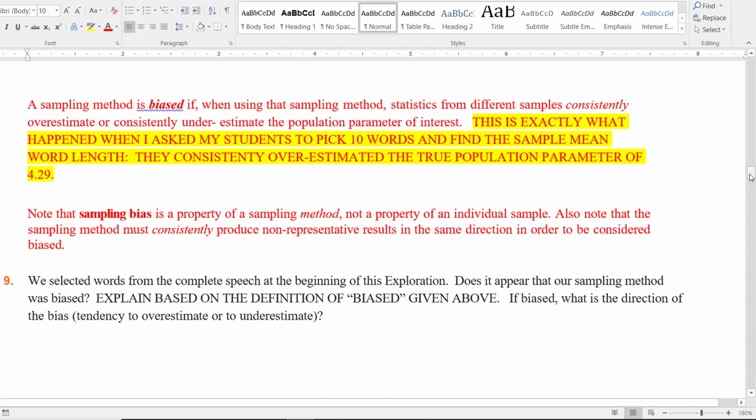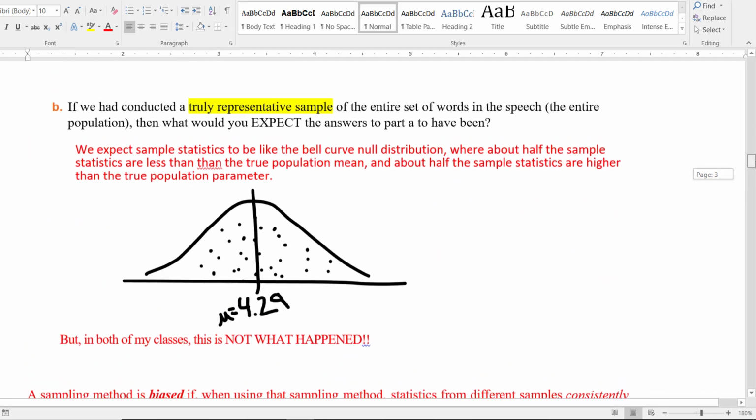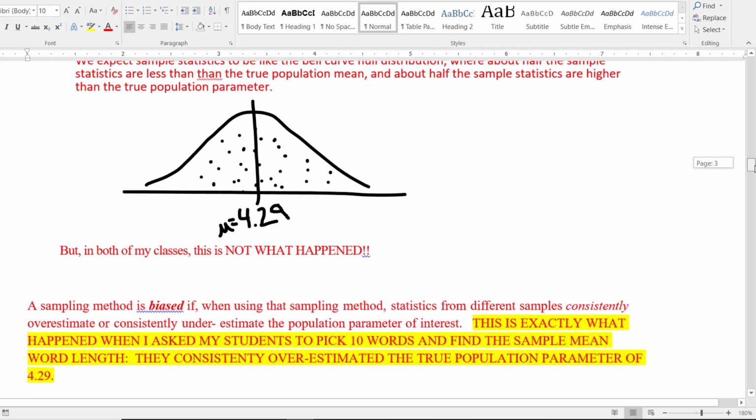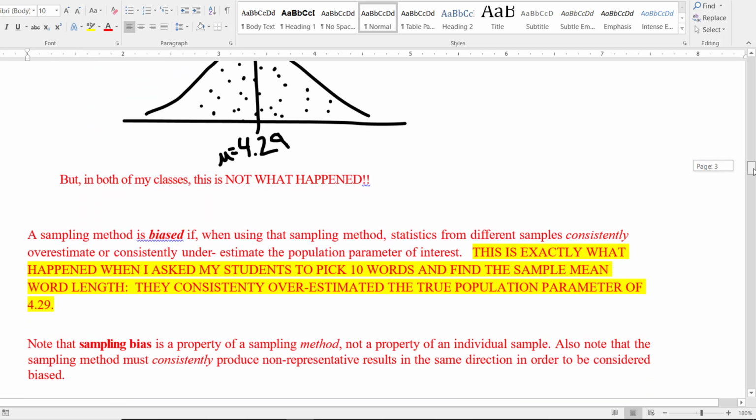If your sampling method is good, then it should be the case that you get a sampling distribution that looks like this, that bell curve where about half of your sample means are lower and about half of your sample means are higher. If it comes out where they're mostly higher or they're mostly lower, then something is wrong with that sampling method.